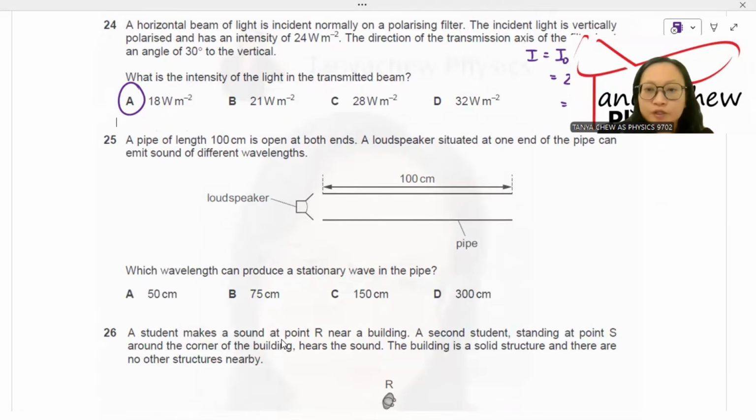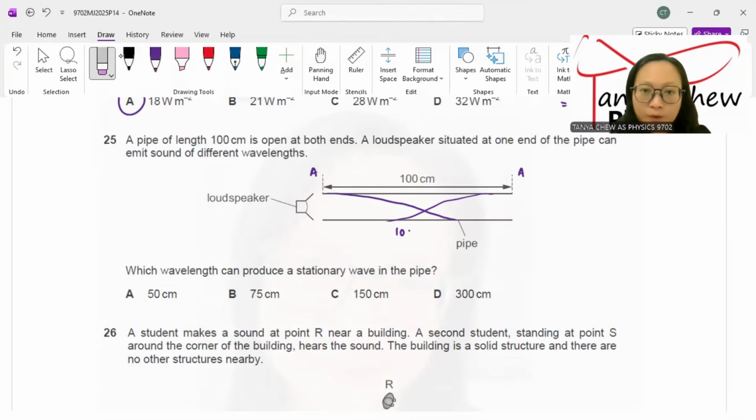Number 25, a pipe of length 100 cm is open at both ends. A loudspeaker situated at one end of the pipe can emit sound of different wavelengths. Which wavelength can produce a stationary wave in the pipe? Now, when the pipe is open at both ends, remember, both ends must be antinodes. So I need to find the fundamental wavelength first. The length of the pipe is 100 cm, it is given.